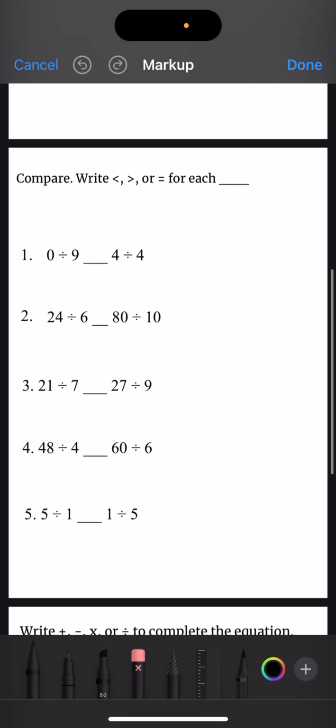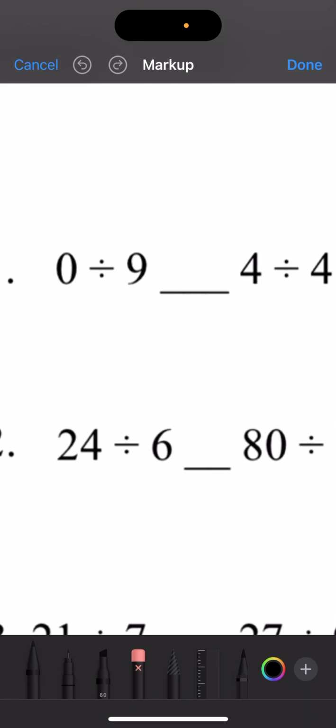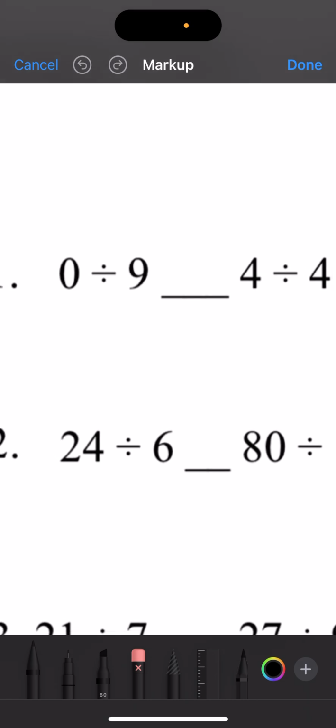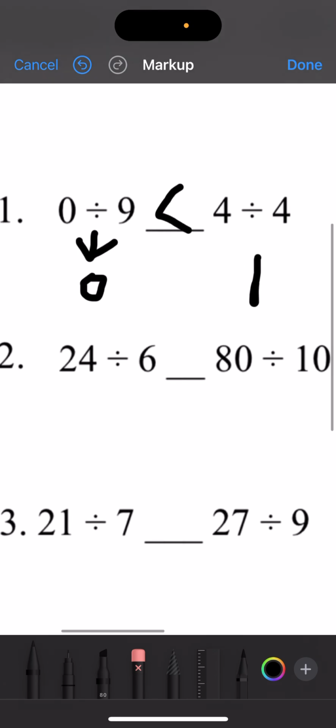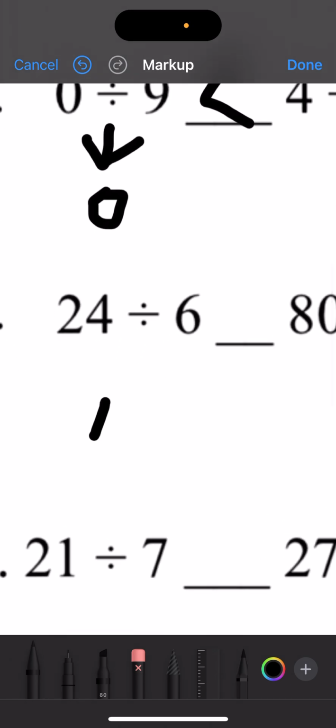Let's move on. Compare, writing greater than, less than, or equal to for each blank. 0 divided by 9. If you divide 0 by any number, no matter how big or small, it is always going to equal 0, because there is nothing to divide. And 4 divided by 4 is just 1, because you need one 4 to get 4. So this would be 1, so it'd be greater here. 24 divided by 6, we already did this up on top, and it's 4.